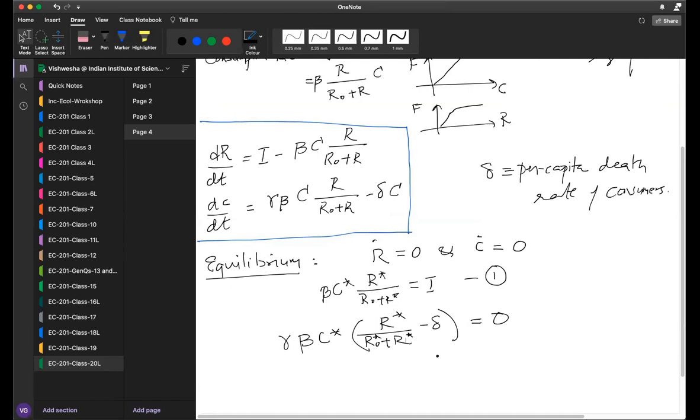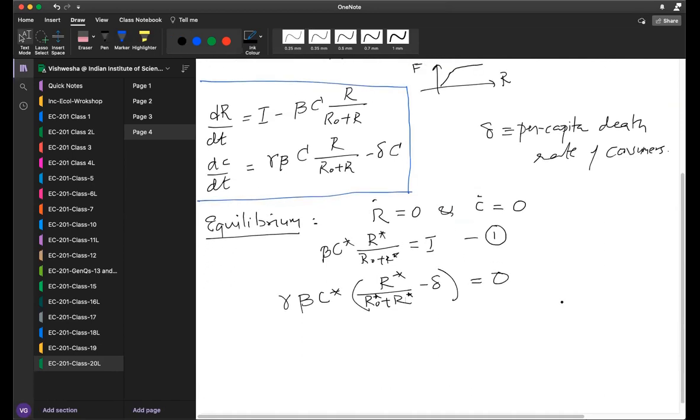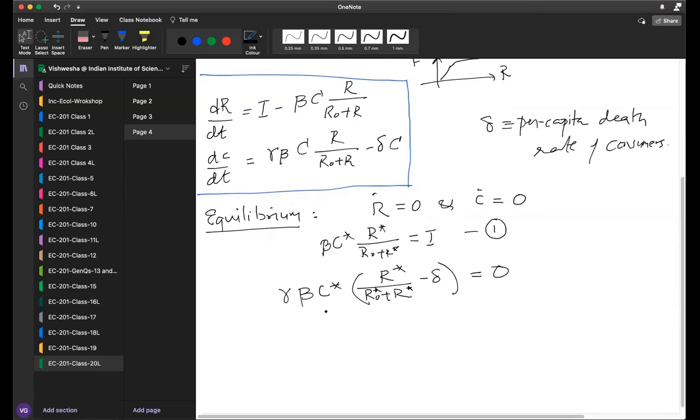Is that right? So I have taken C star as a common factor, which means that only one of them needs to be 0. So this could be 0 or this could be 0, right? So what that means is that C star equal to 0 is one possibility.